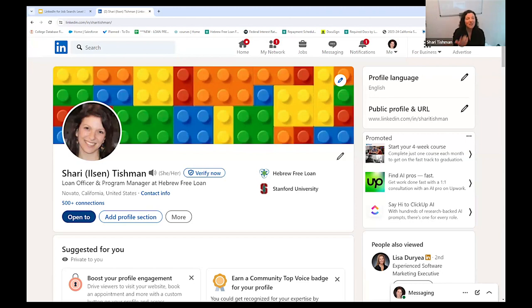The other thing too is none of this is forever. You can try out the open to work badge, see how it feels, see if you feel like it makes a difference for you, and then take it off and put it back on again, whatever you want.